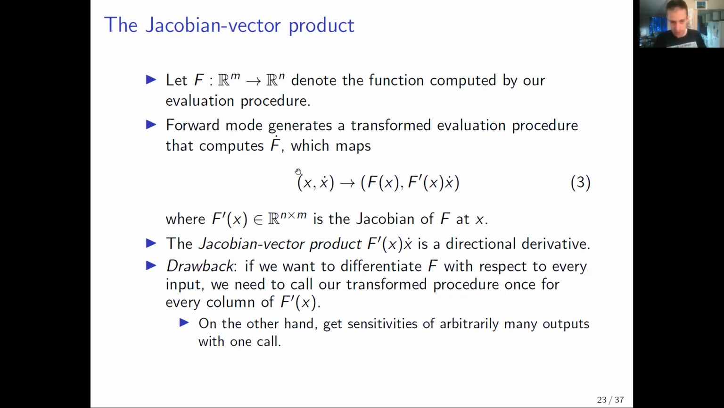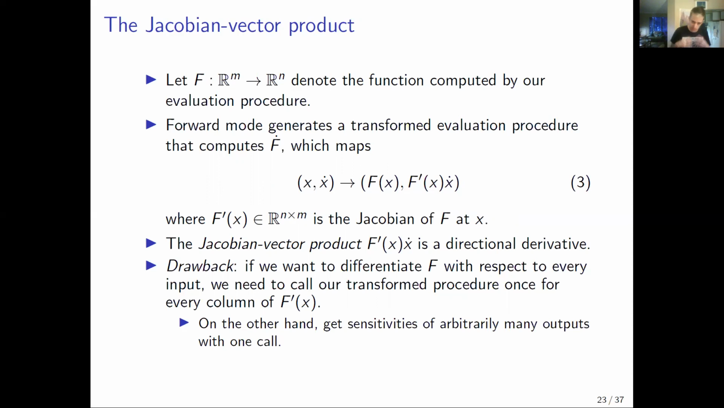And this new transformed function accepts different inputs. It accepts x as before, but it also accepts x dot. And it outputs f of x as before, but it also outputs f prime of x times x dot. That is the Jacobian of f times this vector x dot that we passed in at the beginning. So this Jacobian vector product is basically a directional derivative in the direction x dot. So basically forward mode automatic differentiation lets us compute a function and additionally compute its directional derivative in some chosen direction.